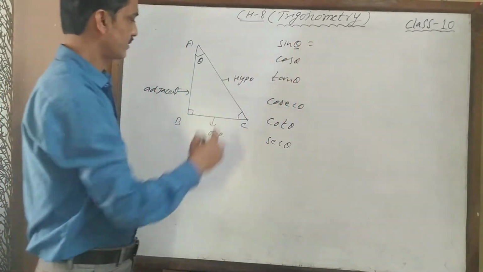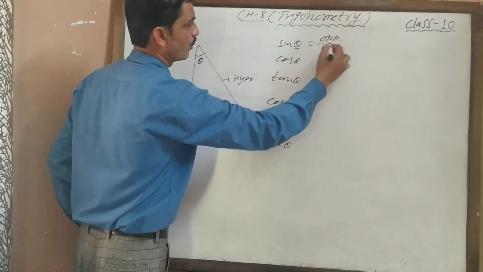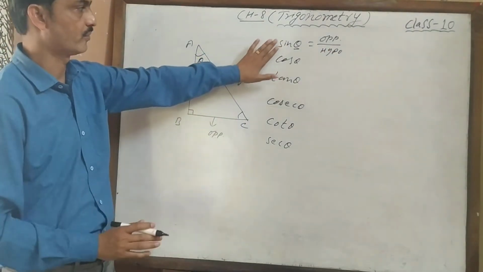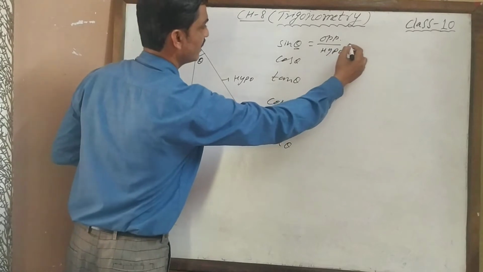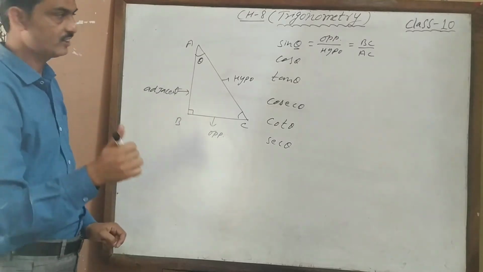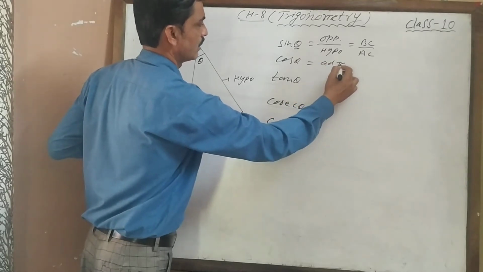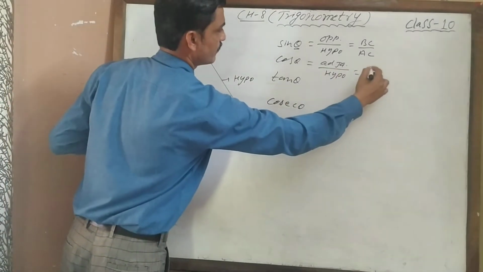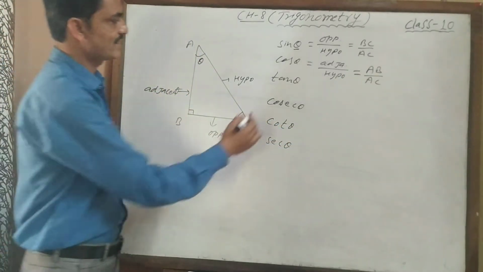So what is sine theta? Sine theta is always opposite upon hypotenuse. Remember, opposite upon hypotenuse. This is the standard relationship for sin theta. It means sin theta here is BC upon AC. Understand? Now, what is cos theta? Cos theta is adjacent upon hypotenuse. It means AB upon AC. Understand?